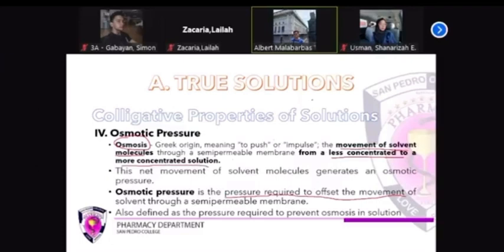So, where there is more solute, our solvent, water, has the tendency to go to the more concentrated areas in an attempt to dilute or lower the concentration. That is osmosis: the movement of solvent molecules from a lower concentration to a higher concentration. The pressure needed to stop or prevent osmosis is what we call osmotic pressure.